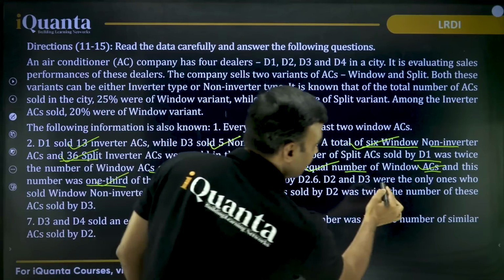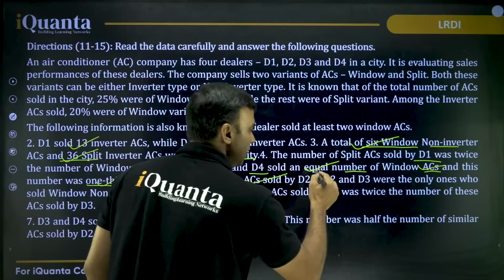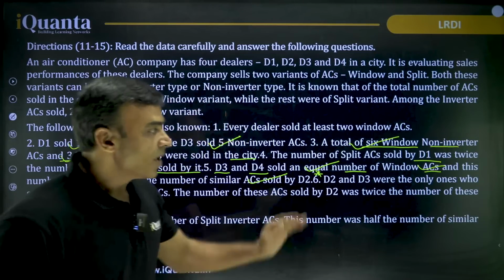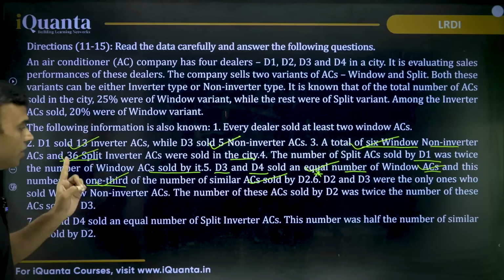Now D2 and D3 were the only ones. This is the most interesting information. D2 and D3 were the only ones who sold window non-inverter AC.